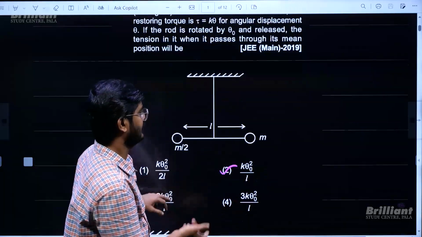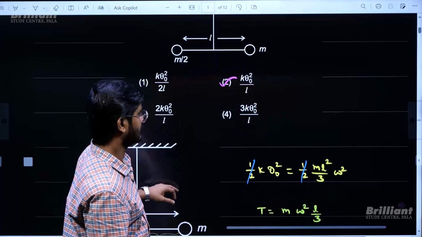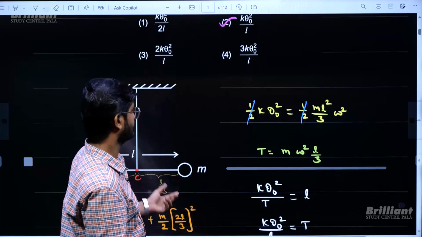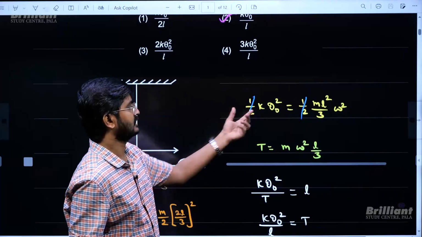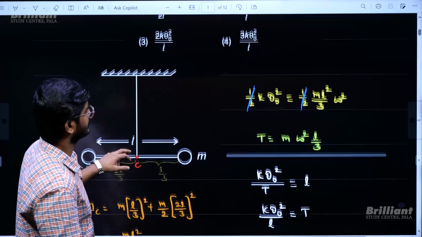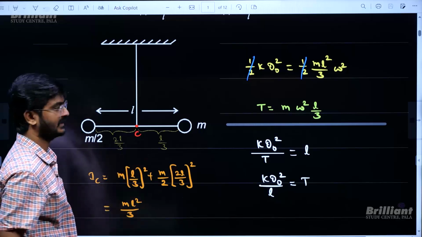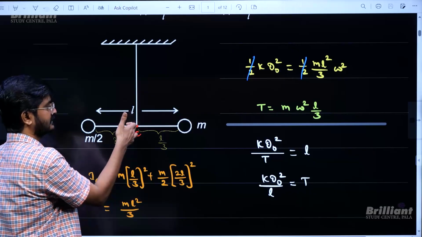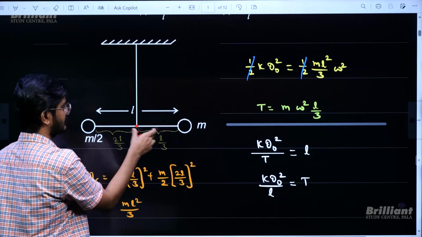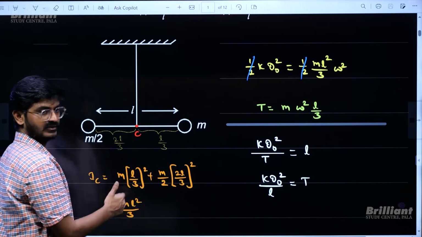Now when you twist it and leave it, when it comes to the mean position, there will be some omega of the rod, which will be given by the potential energy converting into kinetic energy. Kinetic energy is half I omega square, with I about the center of mass. These distances will be L by 3 and 2L by 3, which you can calculate. The moment of inertia about this axis will be m into L by 3 square plus m by 2 into 2L by 3 square, which turns out to be ml square by 3.